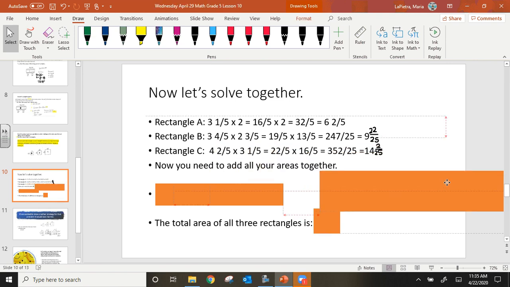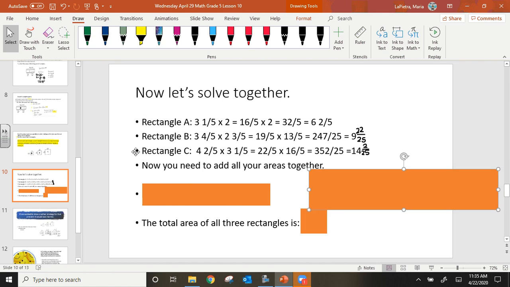And our last one is rectangle C, 4 2/5 times 3 1/5, which is going to equal 22 over 5 times 16 over 5. So 20 plus 2 is 22, and 5 times 3 is 15, plus 1 is 16, and you put them over the denominators given. And you multiply them together, you get 352 over 25. And when you divide them, you get 14 and 2 over 25.